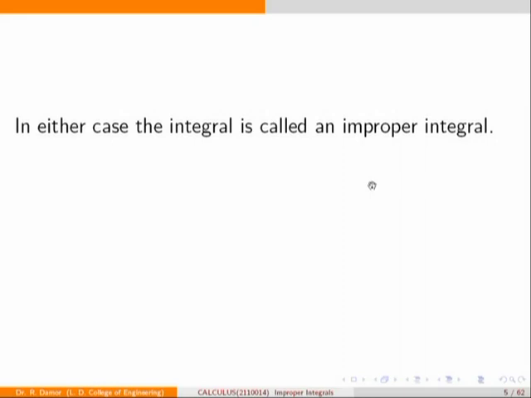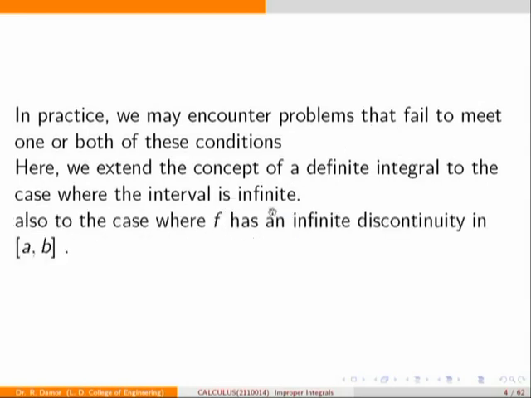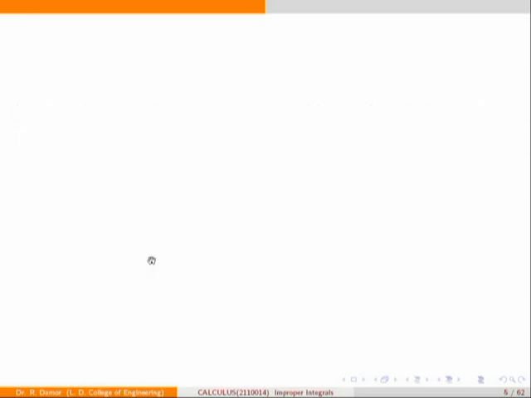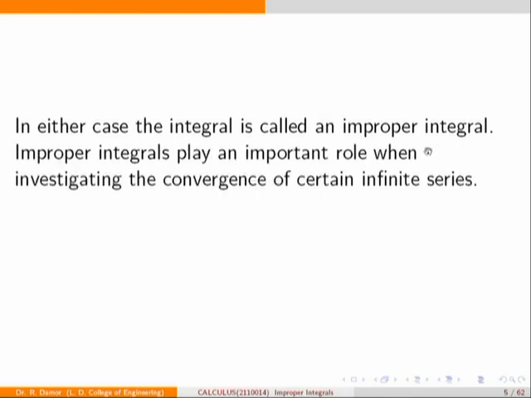So what is an improper integral? The interval must be infinite, or the integrand has infinitely many discontinuities in the interval. This is known as an improper integral.